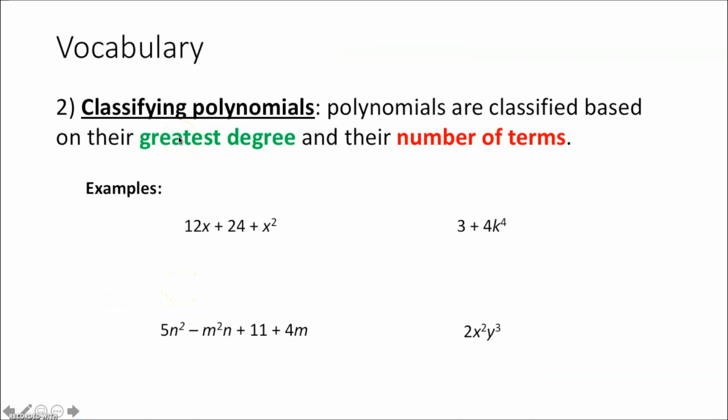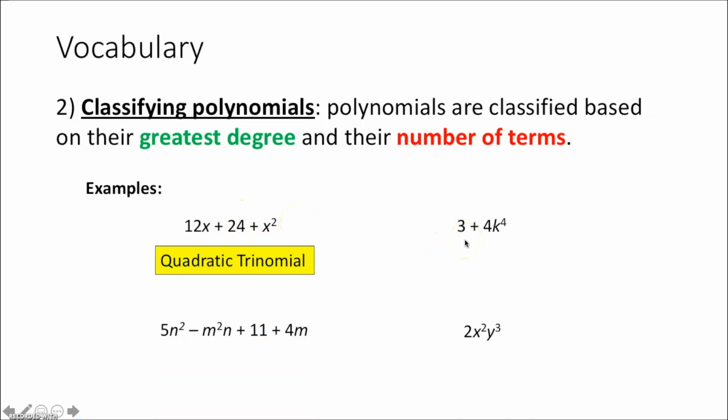To classify a polynomial, we are going to classify it based on the greatest degree and the number of terms. So those two vocabulary tables that we just looked at, that's how we're going to classify a polynomial. So let's go ahead and do this. In this case, we have 1, 2, 3 terms. So that is going to be a trinomial. Now, what is the greatest degree in this? That would be this 2 right here. So technically, this would be a quadratic trinomial.